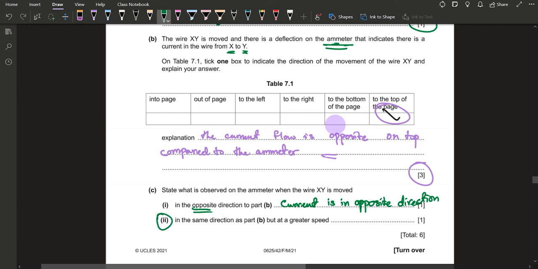Part 2 says the same direction as part B, but at a greater speed. So what will happen is there will be greater current and the ammeter is going to deflect more. So we are done with question number 7.